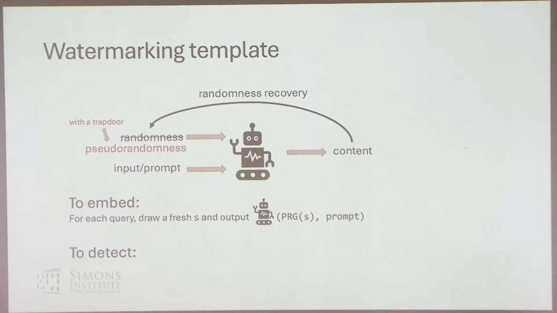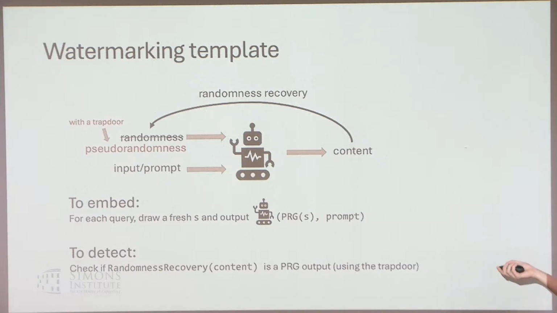So for each query, we're going to draw a fresh seed, apply a pseudorandom generator to the seed to get a pseudorandom string, which is going to embed the watermark signal, and then we generate some content using this. Now to detect, all we need to do is run randomness recovery and see if what we get is a PRG output, which requires this trapdoor detector.